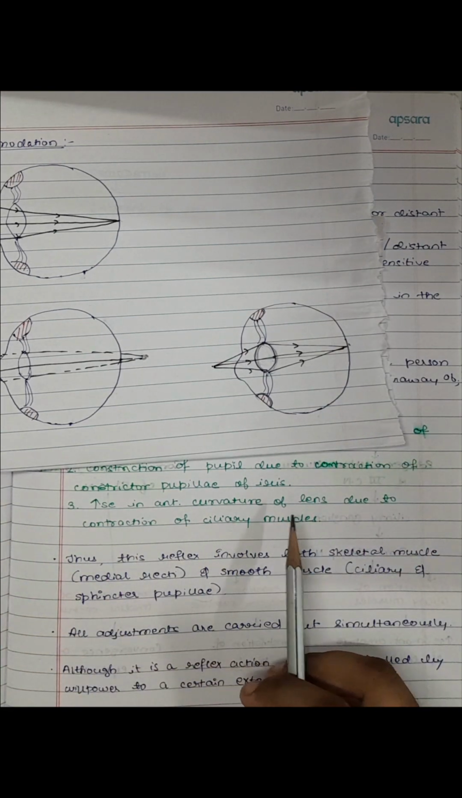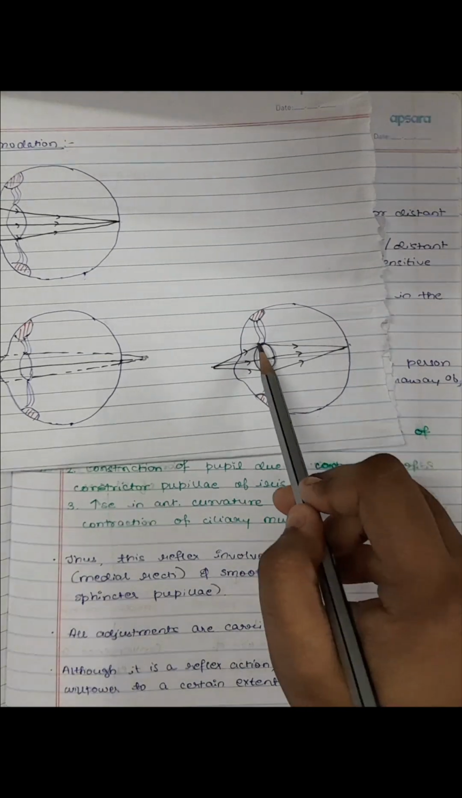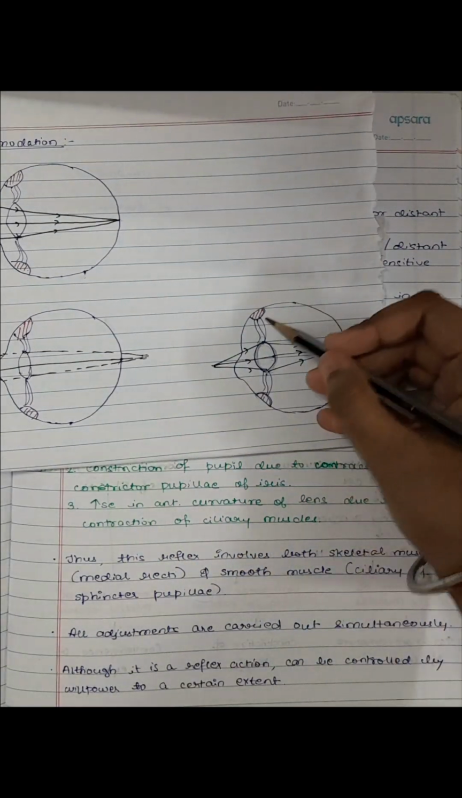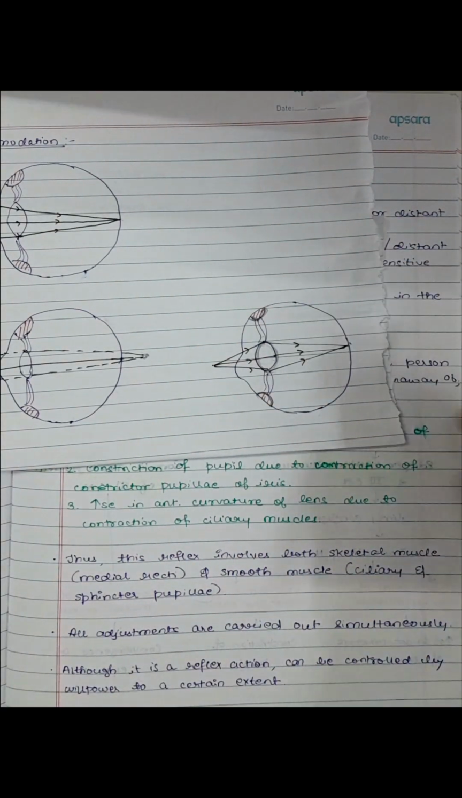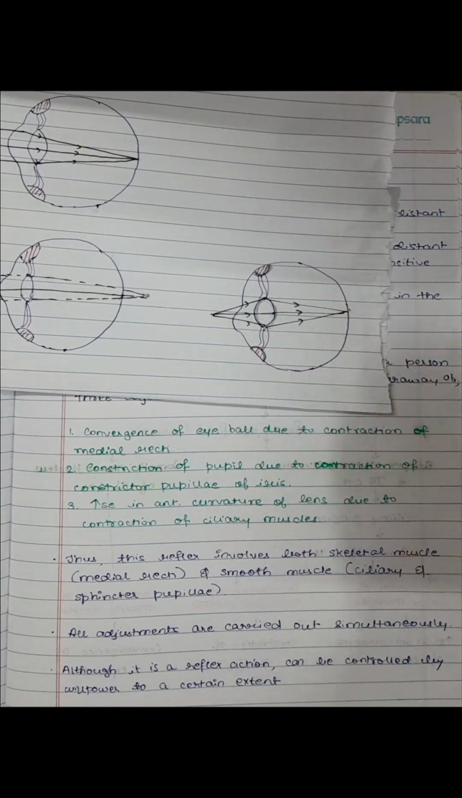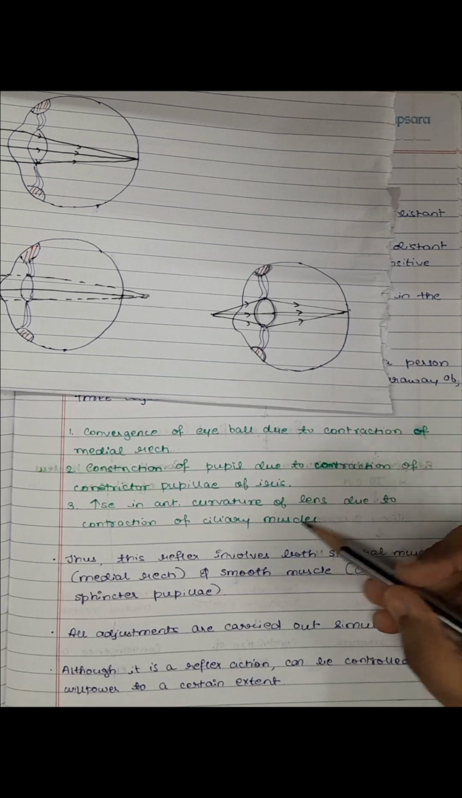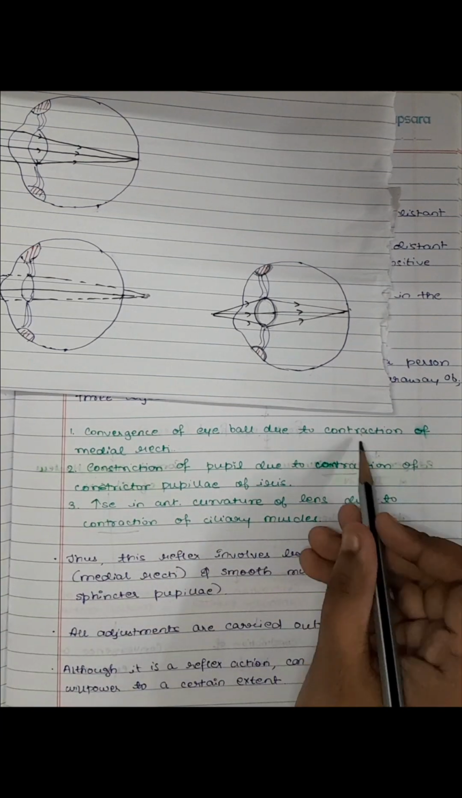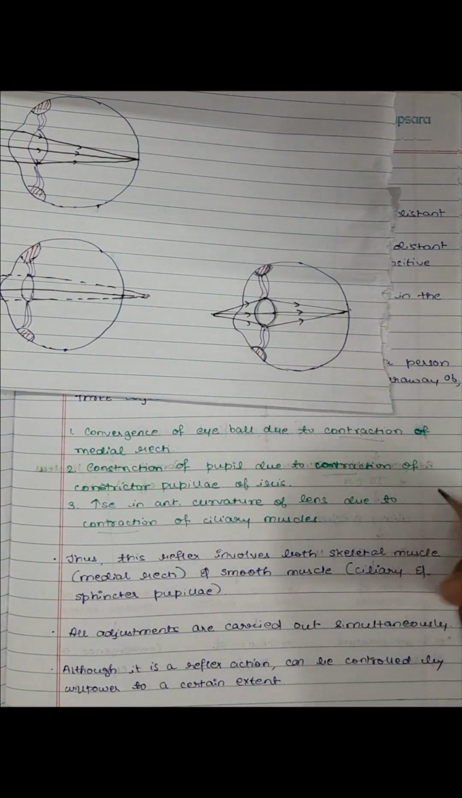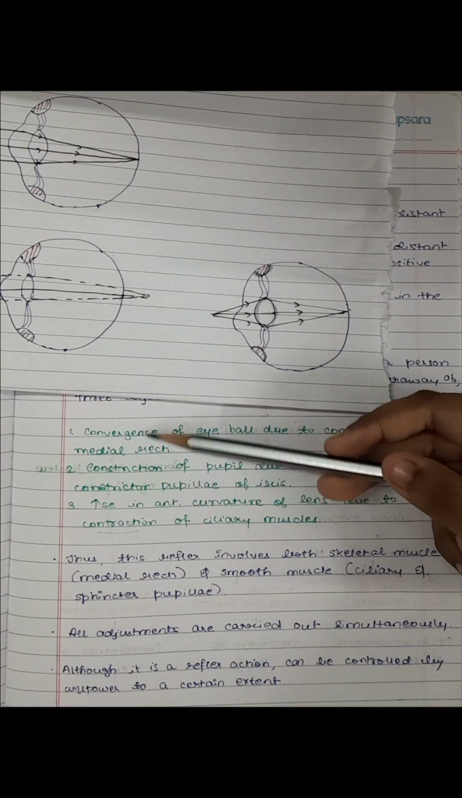Increase in anterior curvature of the lens. That's what we saw here, due to contraction of the ciliary muscles. Here the ciliary muscles will contract to help you focus. So basically one common thing is that all the muscles that are coming into action will be contracting, and the actions might be different.